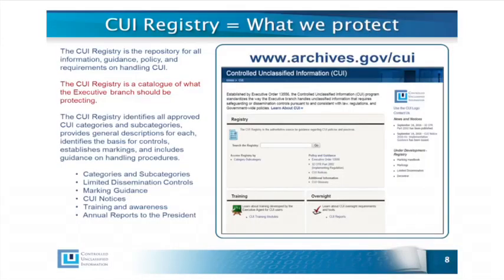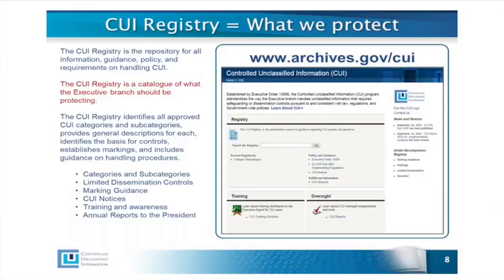The CUI registry, a little bit more on this, is a summary of what we protect under the CUI program. It is a catalog of all the information types that fall under the program and that require protection in accordance with a law, regulation, or government-wide policy.